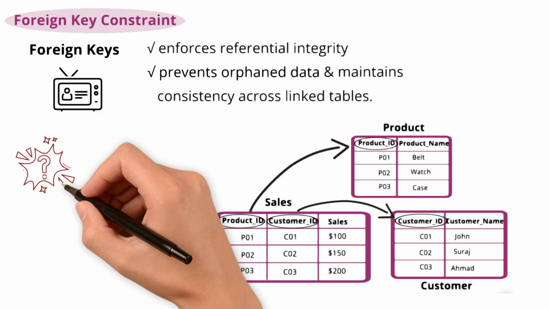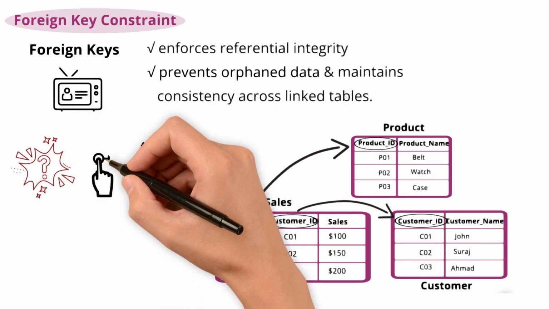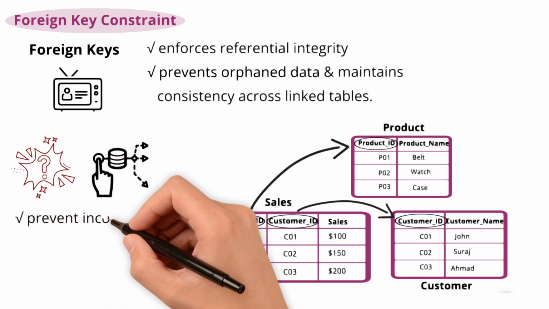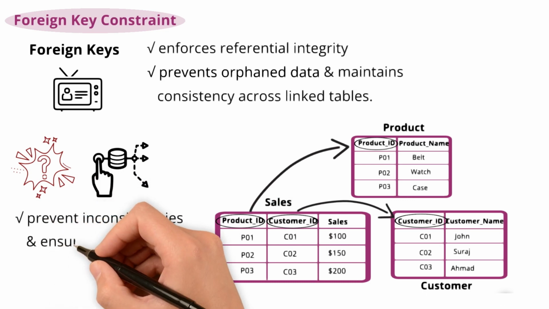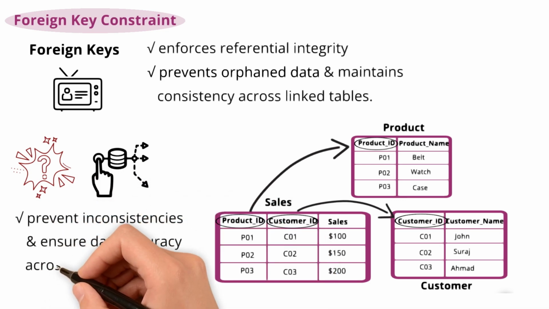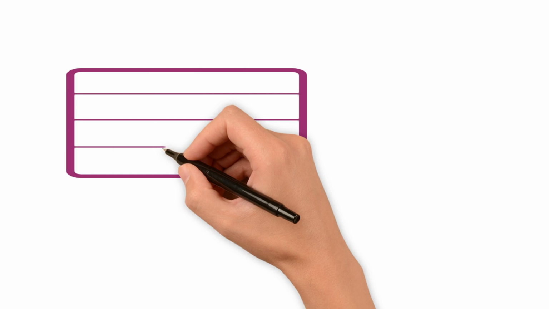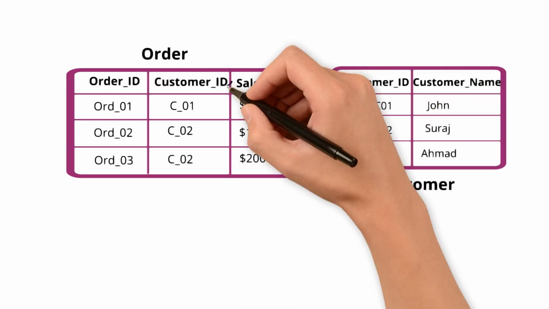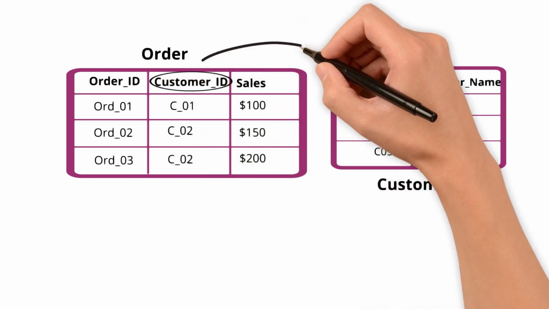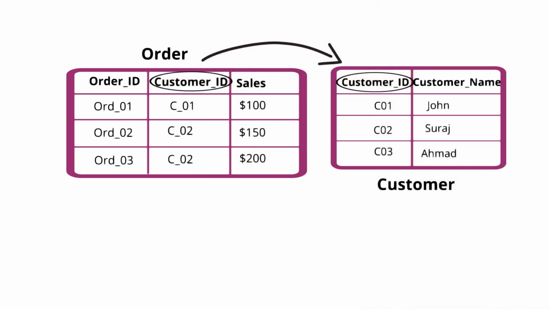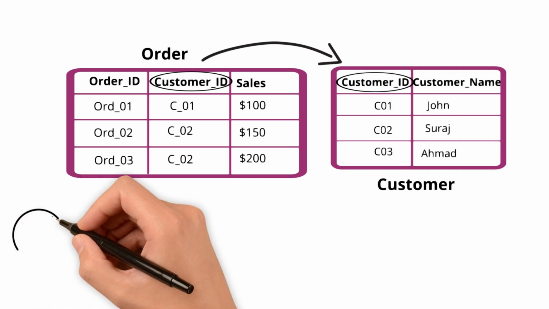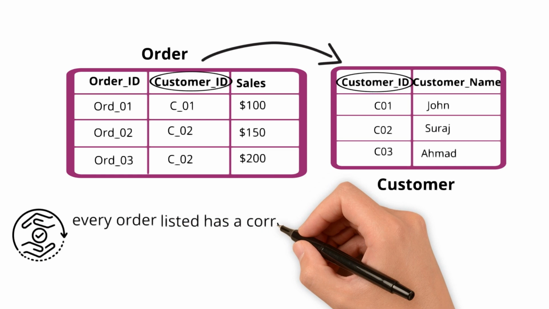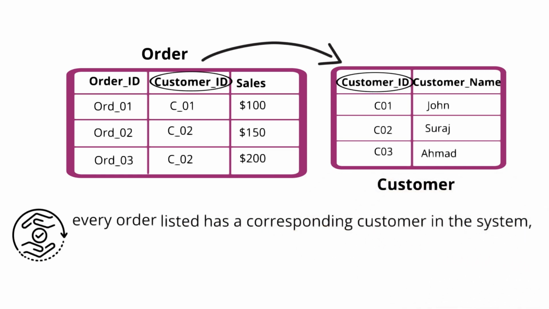Why is it important? Foreign key constraints are crucial for maintaining data relationships between tables. They prevent inconsistencies and ensure data accuracy across your database. Example: in an order table, the customer ID column can be a foreign key that references the customer ID primary key in your customer table. The foreign key constraint ensures that every order listed has a corresponding customer in the system, preventing orphaned orders.